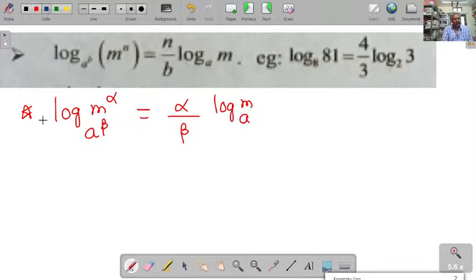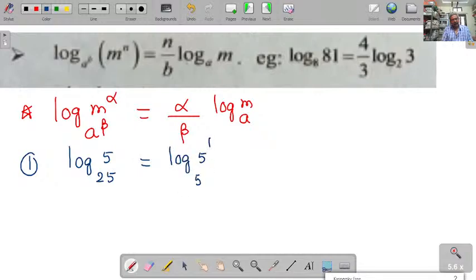So for example, let us solve some examples. Log 5 to the base 25. My dear students, we can write this as log 5 to the base 5 square. It appears to be this formula: log m to the power of alpha to the base a to the power of beta is equal to alpha by beta log m to the base a. This we can write 1 upon 2 log 5 to the base 5. So log 5 to the base 5 is 1. So 1 by 2 multiplied with 1 is equal to 1 by 2.